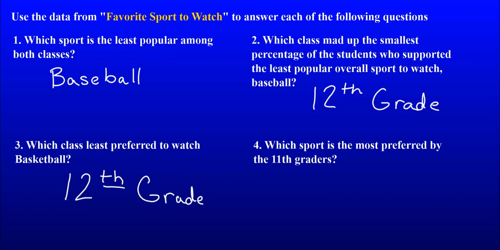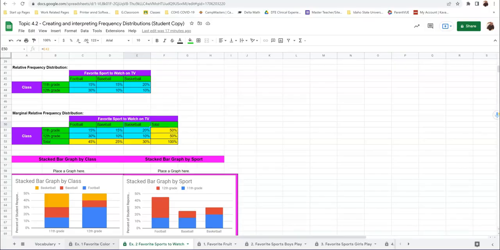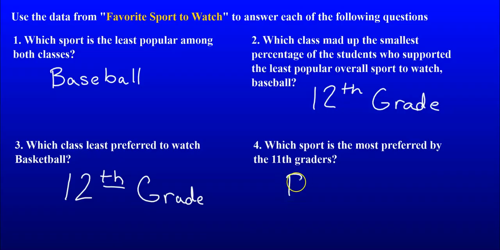Which sport is the most preferred by the 11th graders? So looking across the row with the 11th grade, football's 15, baseball's 15, and basketball's 20. And we said most preferred, so it's going to be basketball for the 11th graders. And that is how we answer questions using the data that we've been working with.